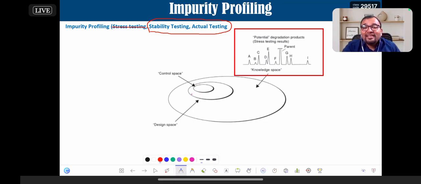It is going to be, Arina says stability testing. Number says stability, Anuja says stability. Absolutely. Rita says actual. Okay.